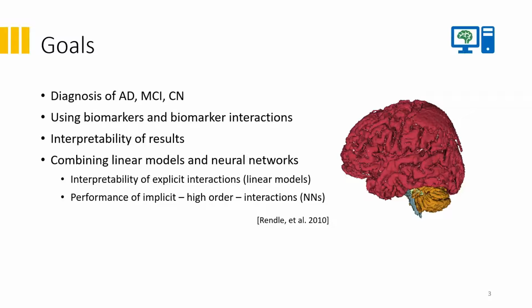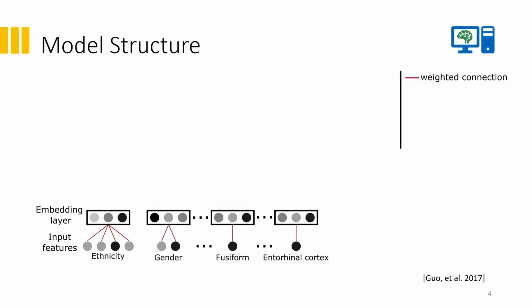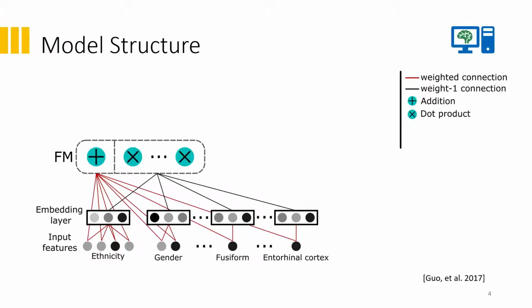Linear models, in our case factorization machines, model pairwise feature interactions explicitly, while neural networks model high-order interactions implicitly. Our model structure is therefore similar to DeepFM and looks as follows. The multimodality input features are fed into an embedding layer which embeds features of different lengths into dense embedding vectors with a set length. Then our model incorporates a factorization machine.